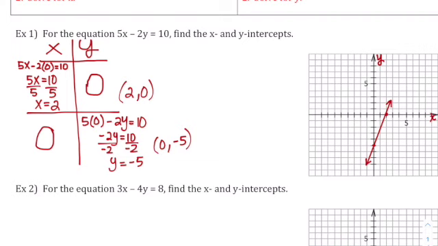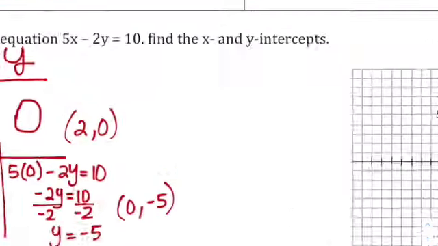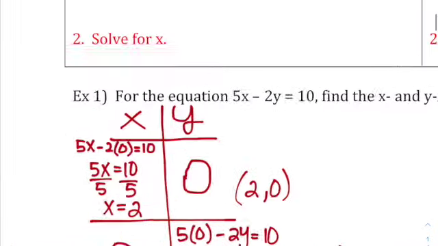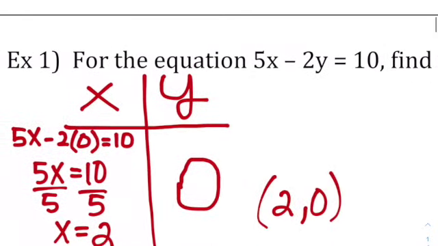Now, is there any way I can do less work? If you want to see how I would do it, if I'm looking for the x-intercept, I would just cover, because y equals 0, right? y equals 0, that means this term is gone. So you're really looking at, real quick, 5x equals 10. And that's exactly what I have here.